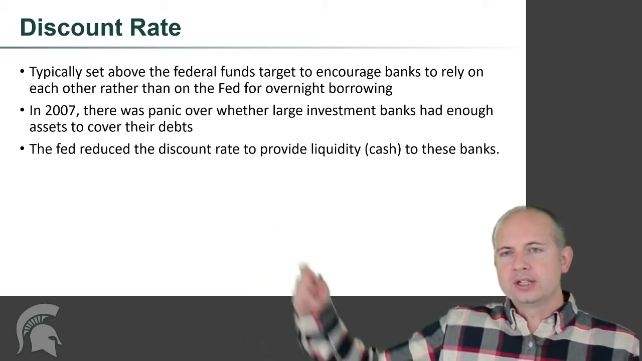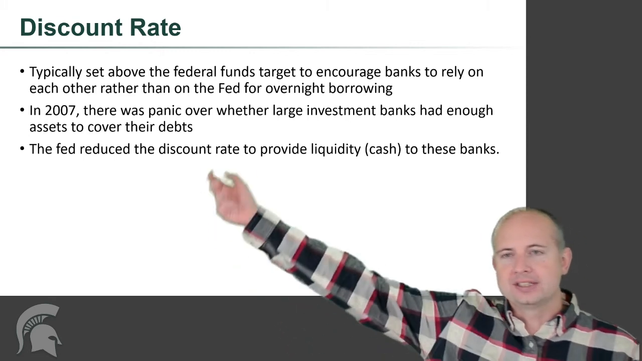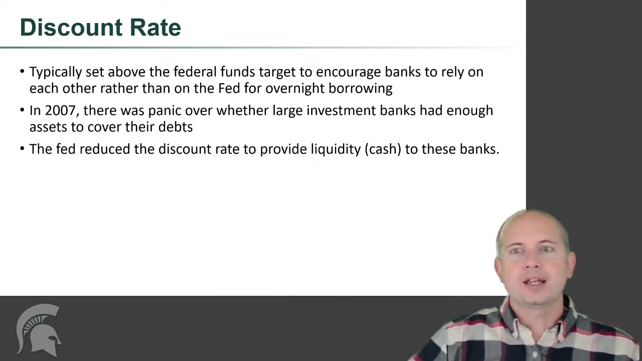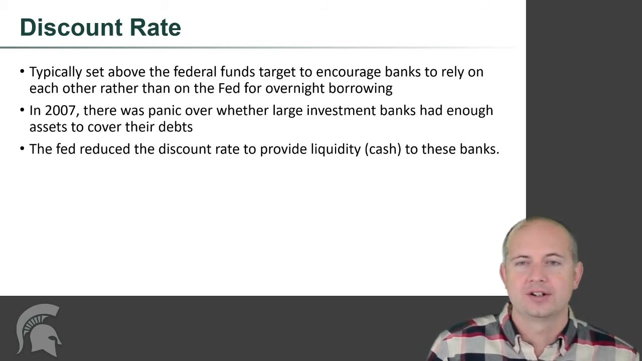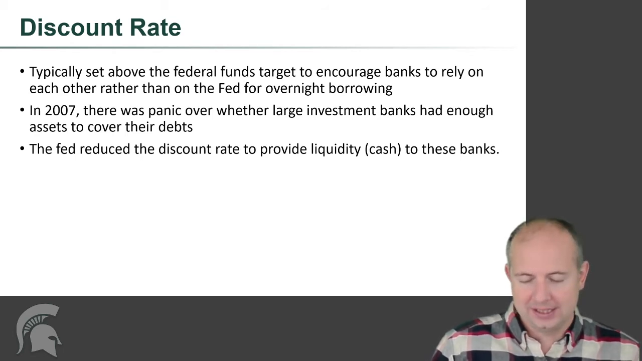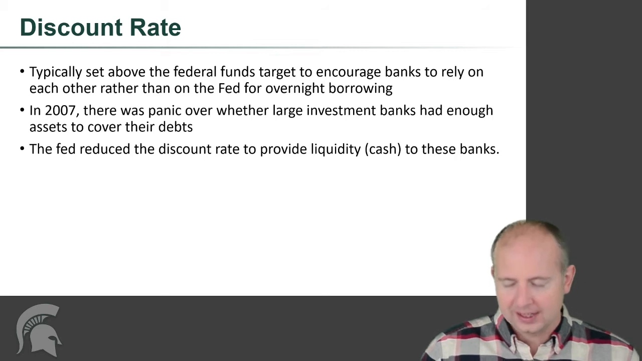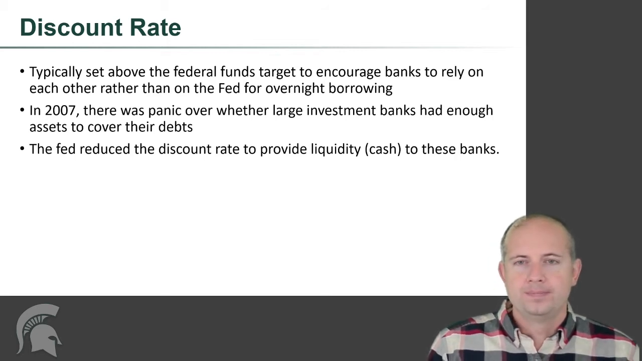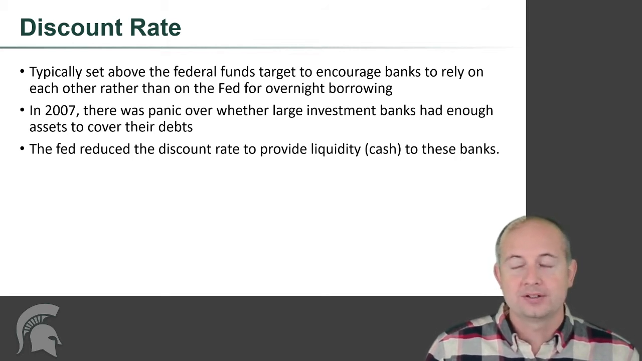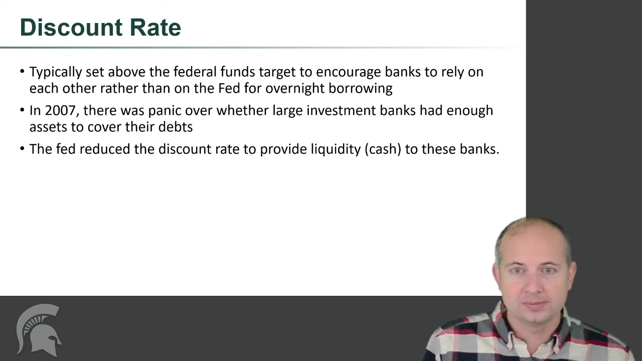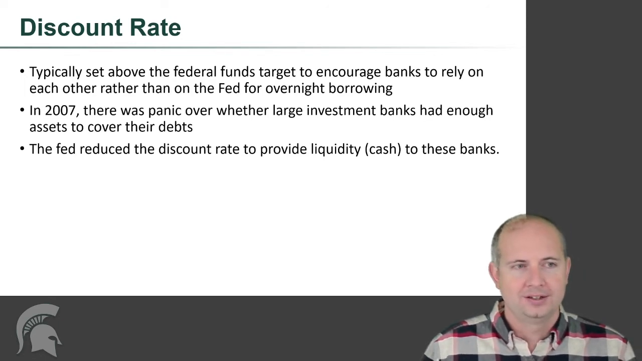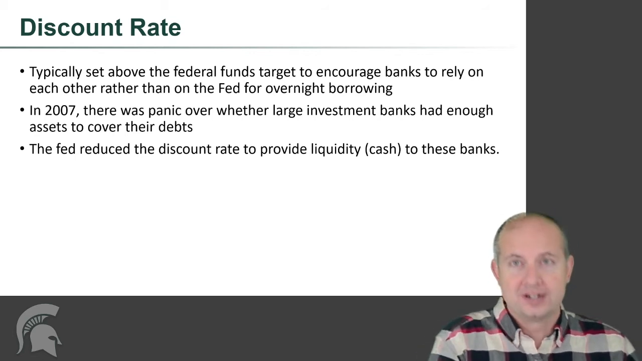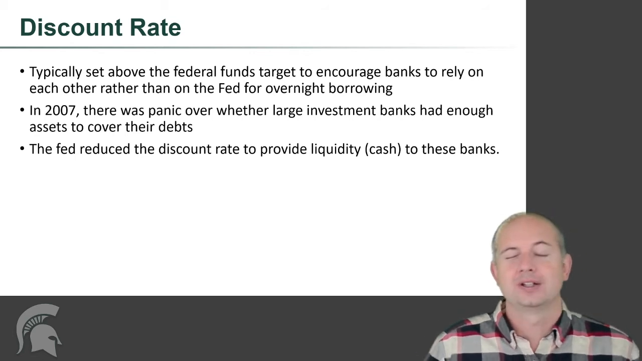One notable exception happened in 2007. In 2007, there was panic over whether large investment banks had enough assets to cover their debts. So think about it this way: at the end of the day, Goldman Sachs says to Lehman Brothers, hey, I need to borrow $20 billion. Can you loan me $20 billion? And Lehman Brothers says, oops, I also needed to borrow $20 billion. I was hoping you could lend it to me.